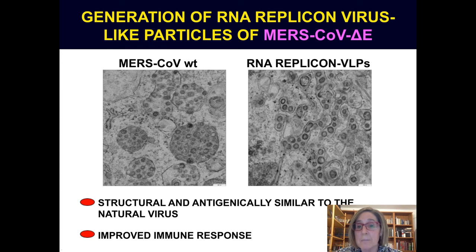This provides an improved immune response because these virus-like particles contain not only the spike protein, but also other viral proteins which are essential to improve the immune response. However, these virus-like particles are defective in propagation because in target cells the E protein is missing, which makes the replicon viruses highly safe.